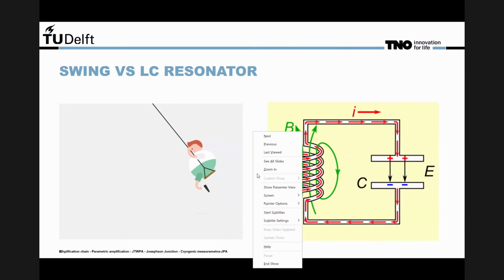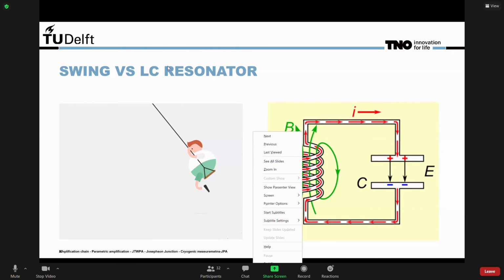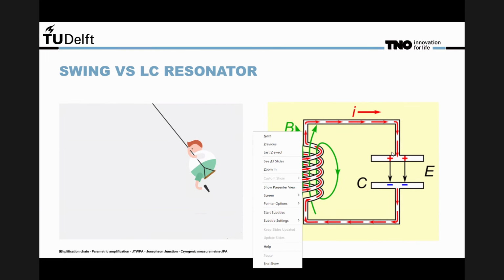Then when he starts to go up again, the velocity starts to decrease, so the energy starts to be converted from kinetic energy to potential energy. And this is in a way the same as what's happening inside of an LC resonator.